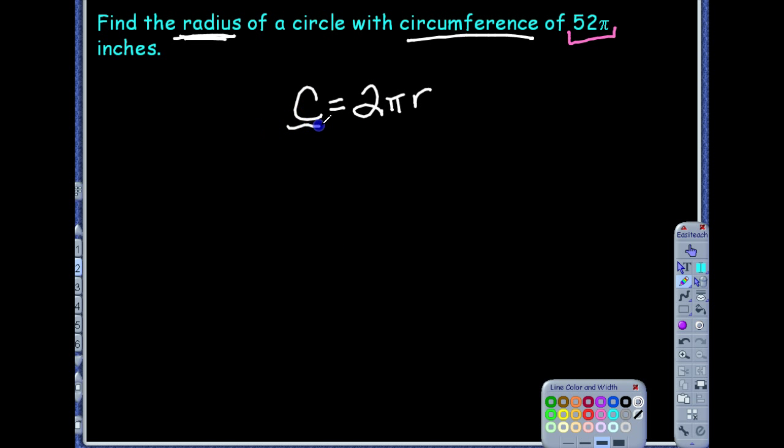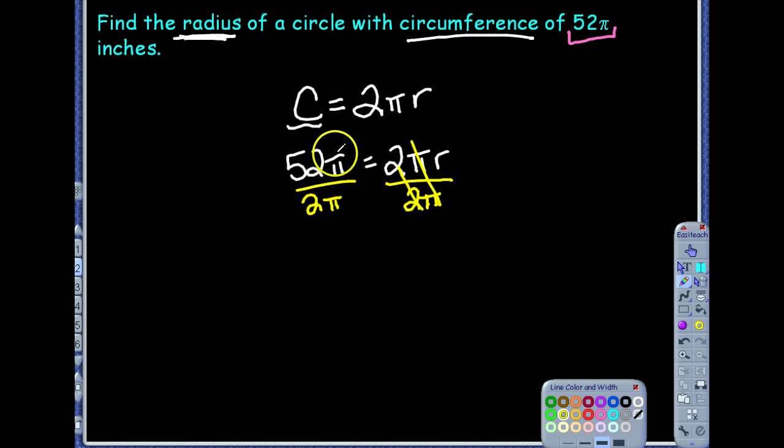And they give us the circumference is what? 52 pi. Don't leave off that pi, and don't go ahead and take 52 times pi in your calculator. Just leave it, and you'll see why in just a second. Now, we want to find just the radius. So what am I going to have to do to get this r by itself? Well, we're going to have to divide by 2 and pi, and we can do that at the same time.